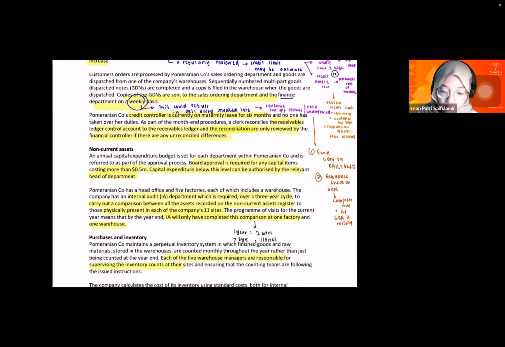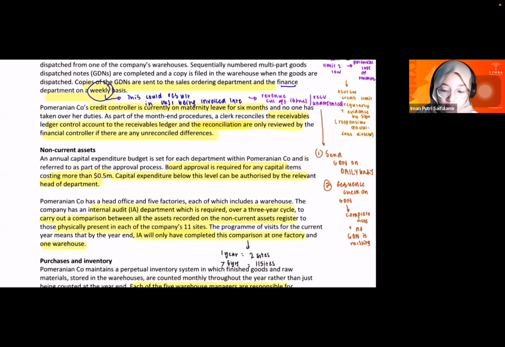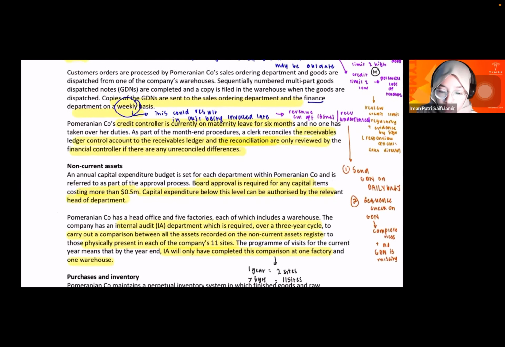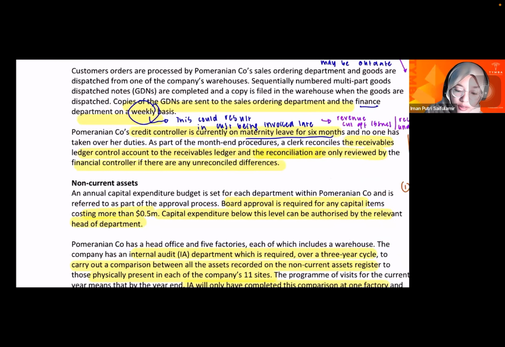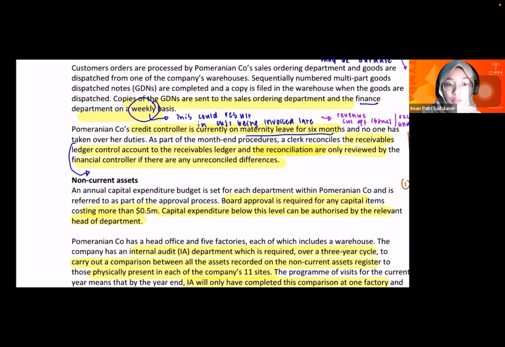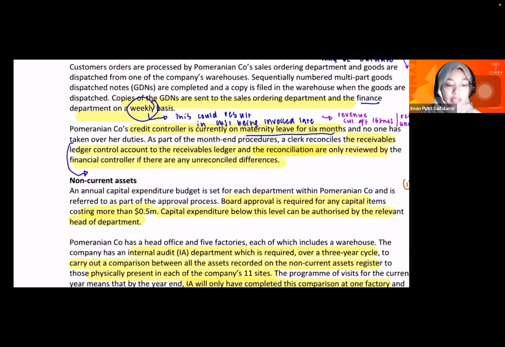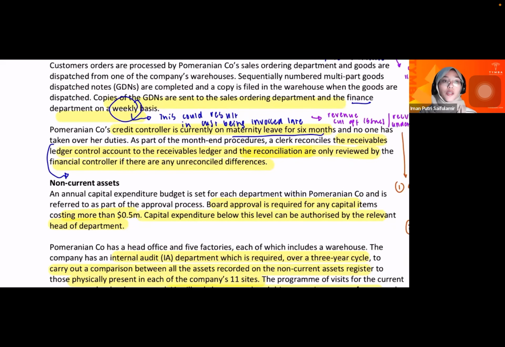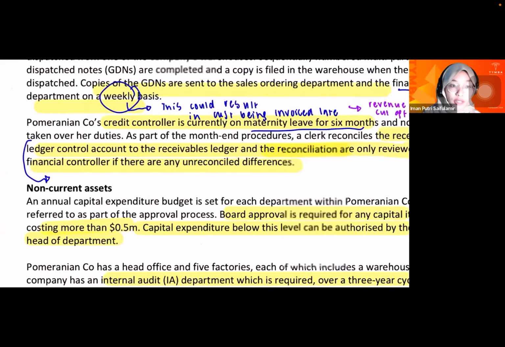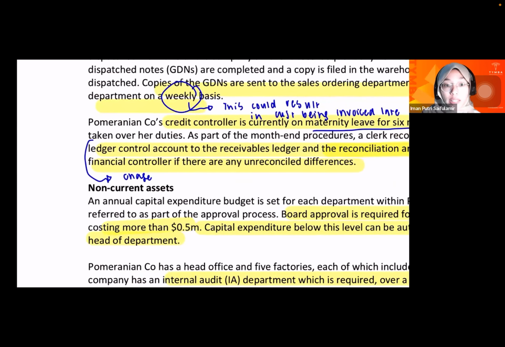Okay, next is the credit controller is currently on maternity leave for 6 months and no one has taken over her duties. Yeah? So right now, if nobody is taking over her duties, what is the duty of the credit controller, you guys? Let's think about what is the duty of a credit controller. The responsibility of the credit controller is basically for us to chase outstanding debt. So right now, if no one is taking over their responsibility, that means that no one is monitoring. Right now, we talk about the direct implication. So now no one is responsible for monitoring and chasing these outstanding debts.